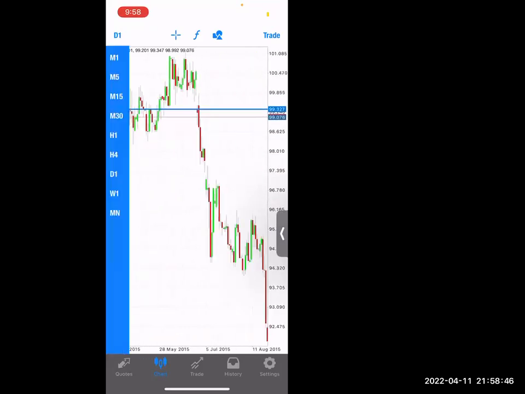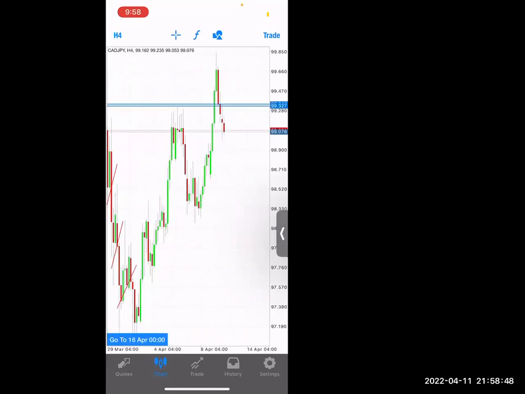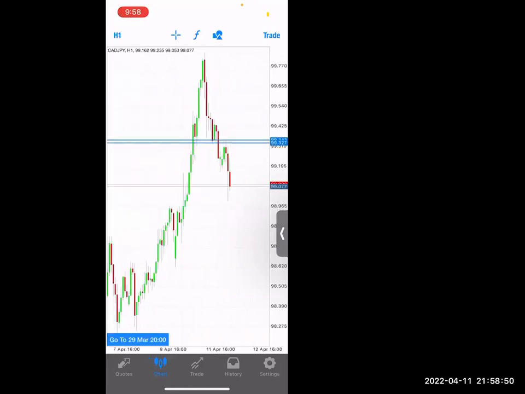Sold in the past, it hadn't been that high since 2015. The 4 hour is in a downtrend, and the 1 hour.